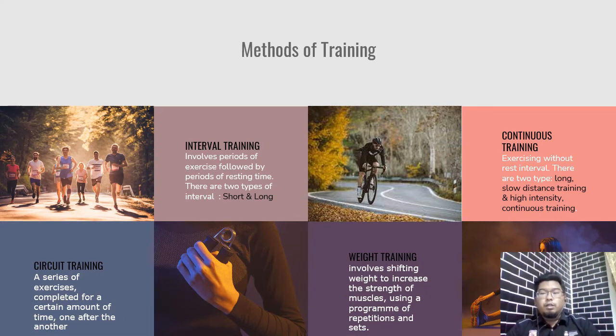The second one is continuous training. Continuous training is exercising without rest intervals, and there are also two types of continuous training. The first is long and slow distance training, and the second one is high intensity continuous training. This training works the body aerobically and keeps the pulse at a moderate to high rate. Its effect is to improve the cardiovascular and respiratory systems.